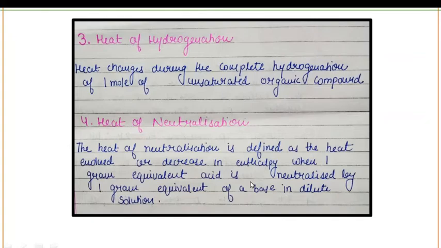Third is heat of hydrogenation. The heat change during the complete hydrogenation of 1 mole of an unsaturated organic compound is known as heat of hydrogenation. Heat of neutralization is when 1 gram equivalent of acid is neutralized by 1 gram equivalent of base in dilute solution.